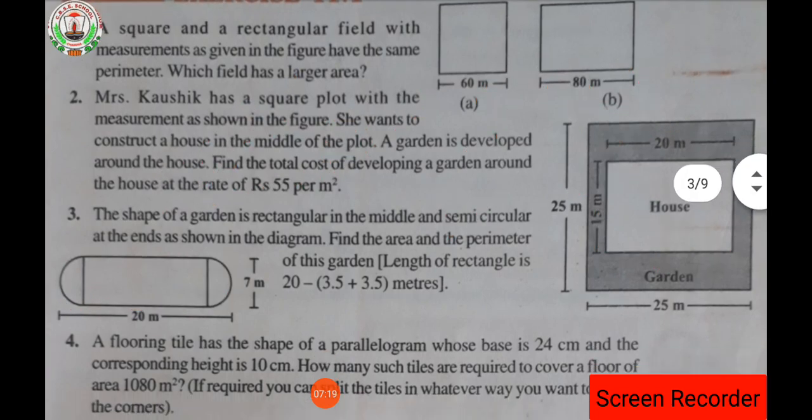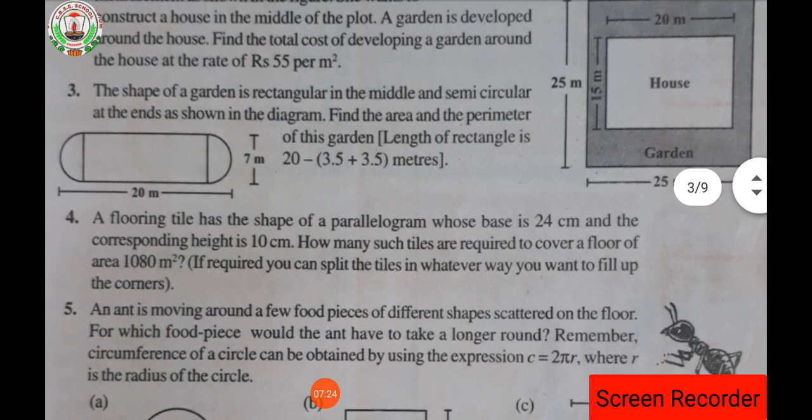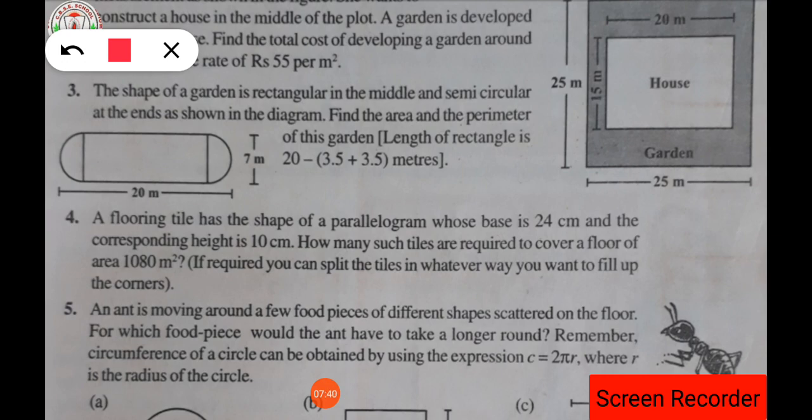Next, question number 4. What does question number 4 say? A flooring tile has the shape of a parallelogram whose base is 24 centimeter and the corresponding height is 10 centimeter. How many such tiles are required to cover a floor of 1080 meter square? So here students, 24 centimeter is given, 10 centimeter is given, we can easily find the area, isn't it? By multiplying 24 into 10, we can easily find the area of that.